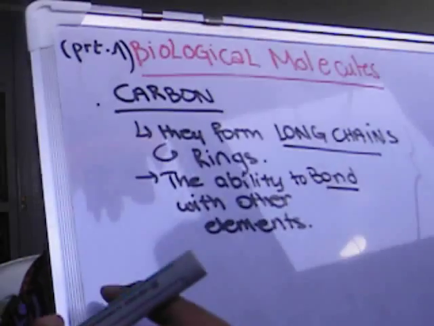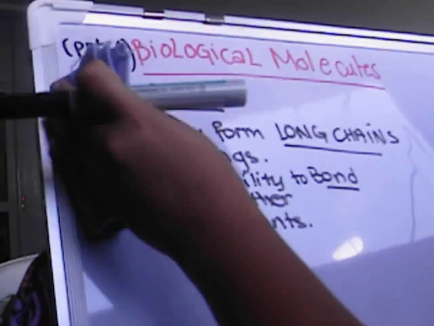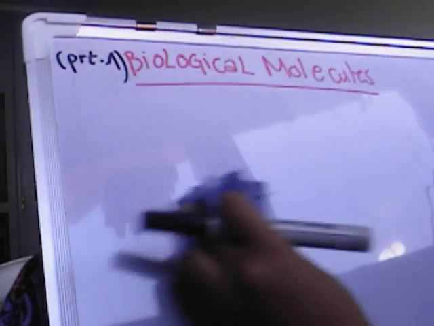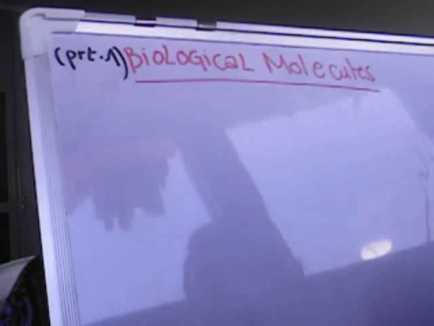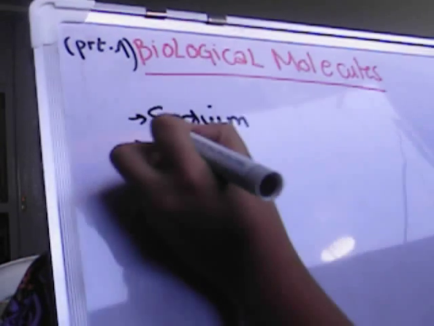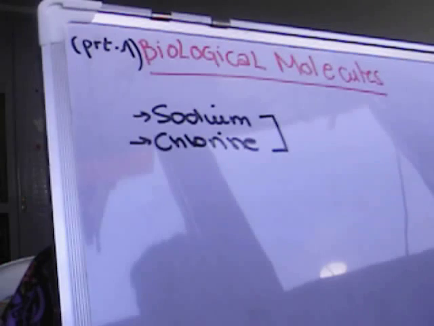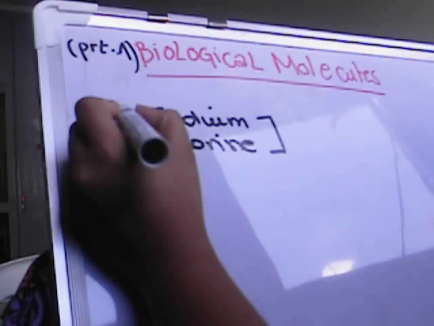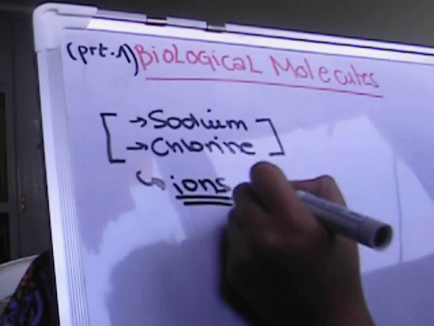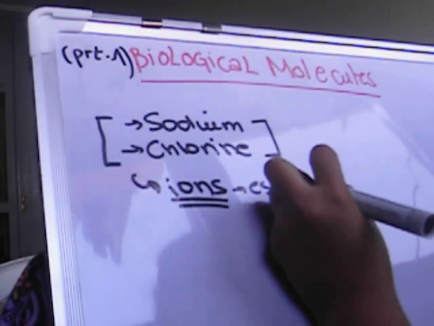We have other important elements, but I'm going to talk about only these 2. Aside from carbon, there are 2 elements that can be destructive and at the same time important. Those are sodium atoms and chlorine atoms. The properties of these 2 are destructive and can kill cells, but when they are ions, they are essential. They are vital to the survival of the organism.